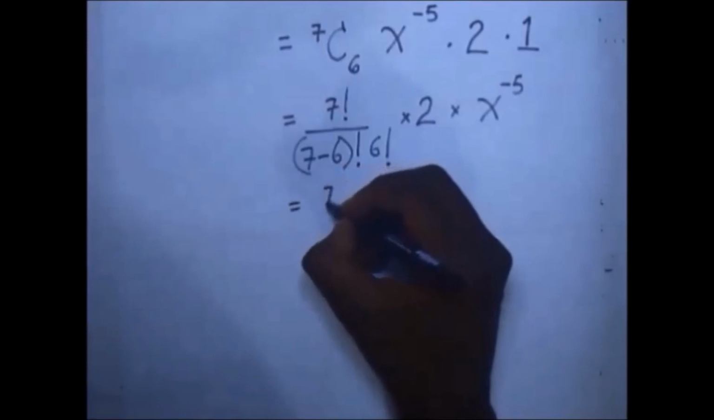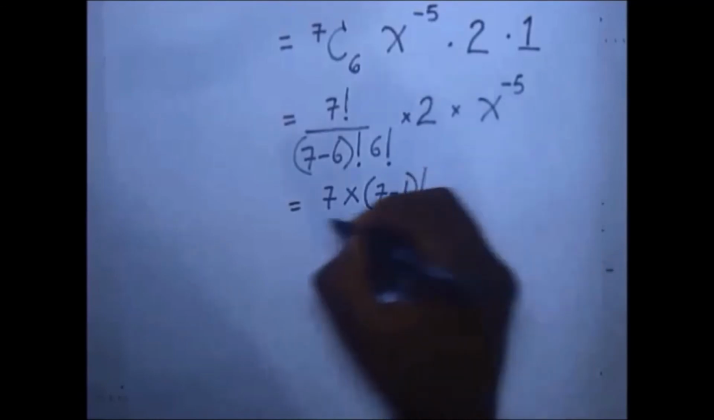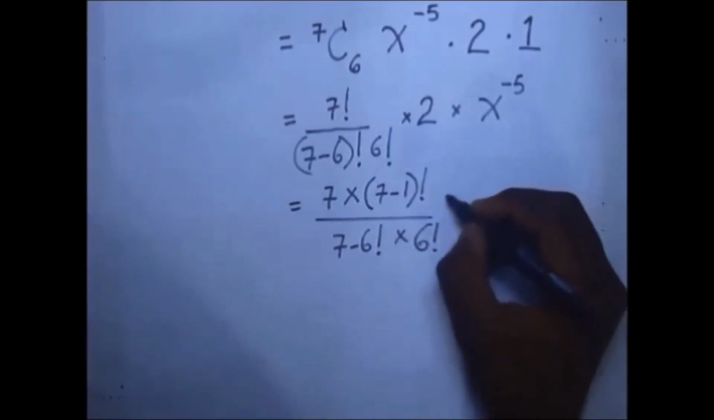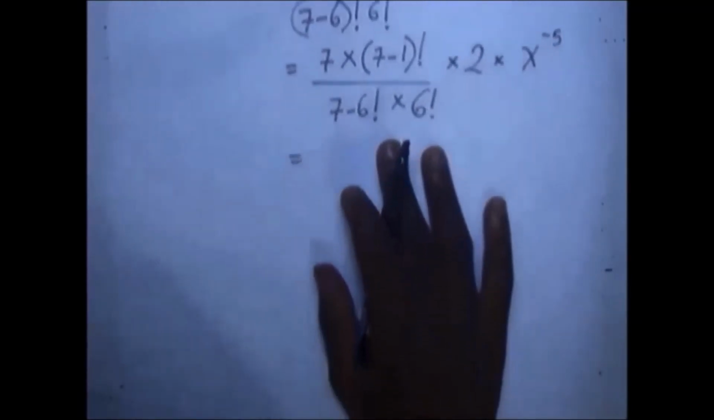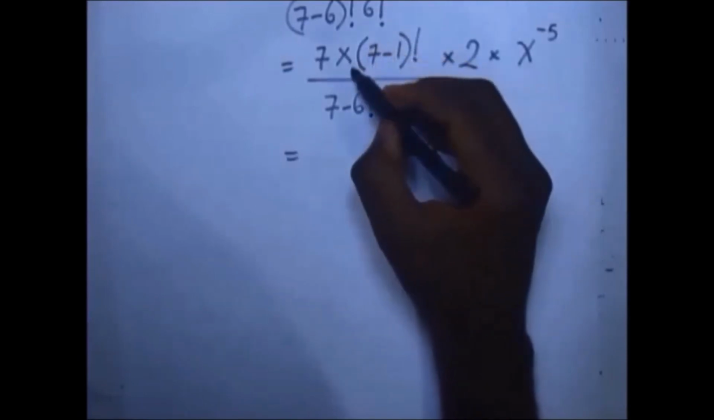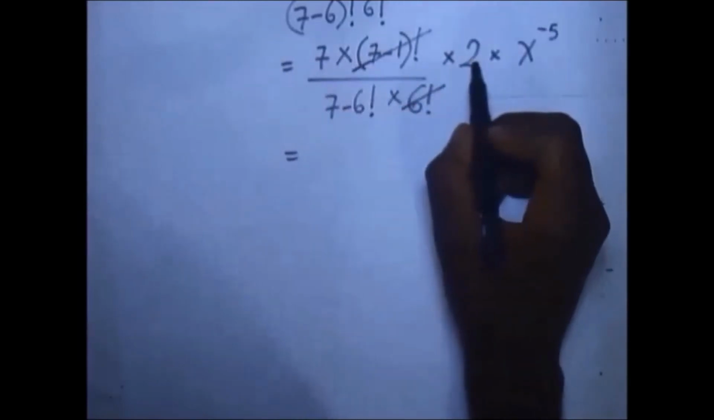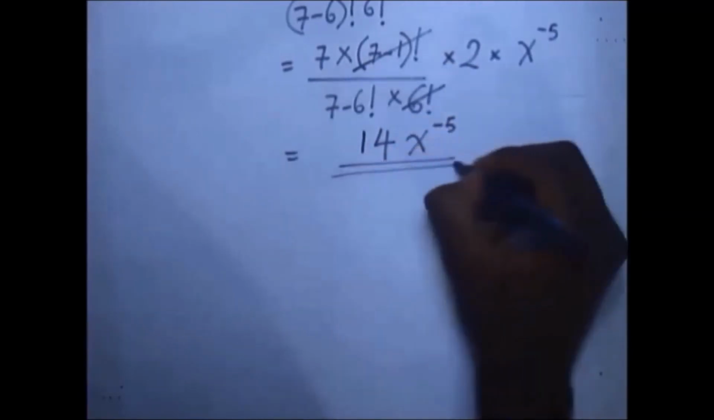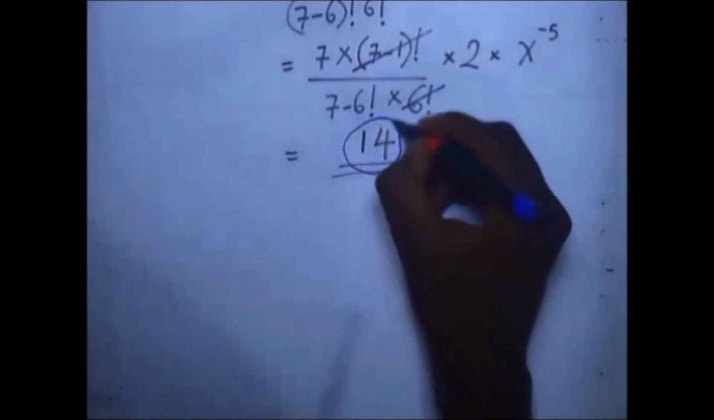So this is going to become 7 times 7 minus 1 factorial over 7 minus 6 factorial times 6 factorial, times 2 times x to the power negative 5. You'll notice here that 7 minus 1 factorial is 6 factorial, so this will cancel with that. You remain with 7. 7 minus 6 factorial is 1, so 7 times 2 is 14. So this is going to become 14x to the power negative 5. It means that the coefficient of that value is 14. And that's the answer. That's the coefficient.